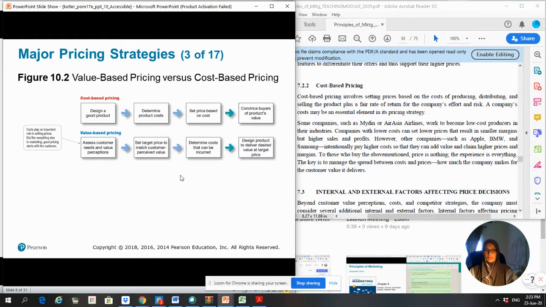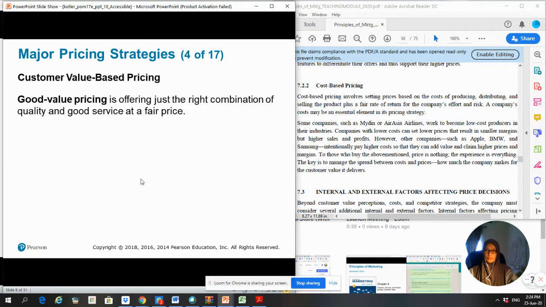Then for value-based pricing, this is actually a reverse. We call it a reverse strategy because we start by assessing what customers need, what customers want, and what their perceptions are towards the product that we are going to offer them. And then we try to set a target price to match the customer's perceived value. So if they perceive the value of some products at a certain level, then we determine the price based on what they perceive. Then next, we set up the cost that might be incurred. Then the product will be delivered to the customer with the value that they perceive. So this is the inverse process.